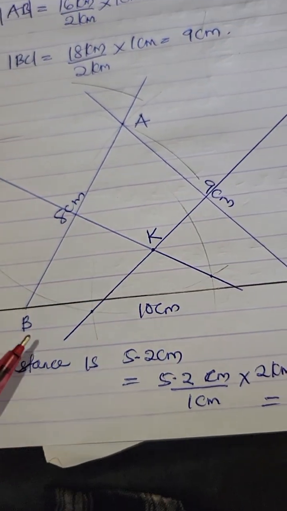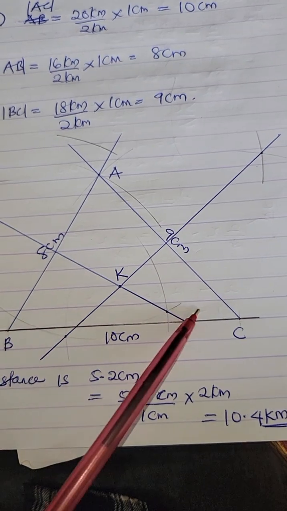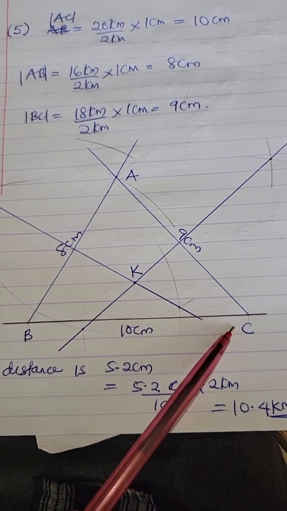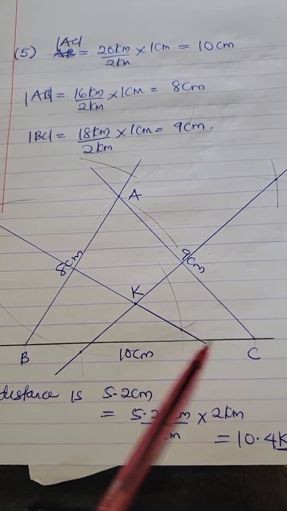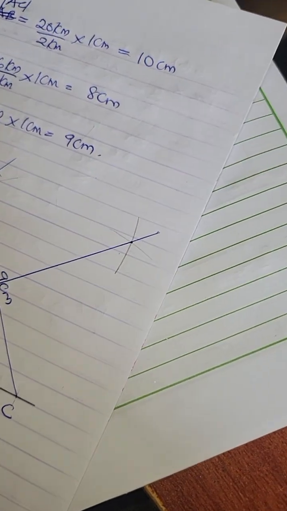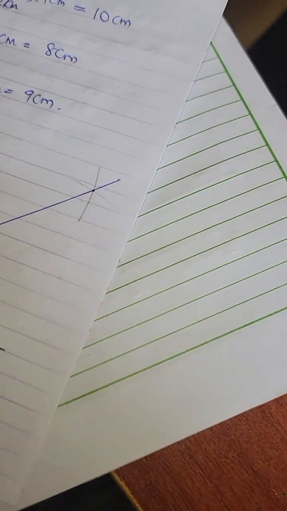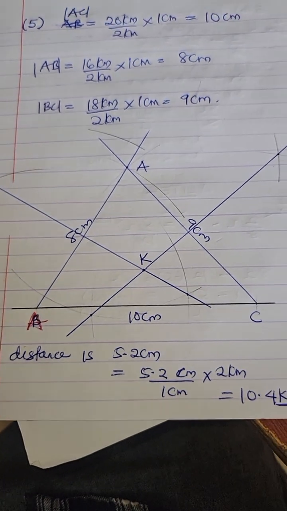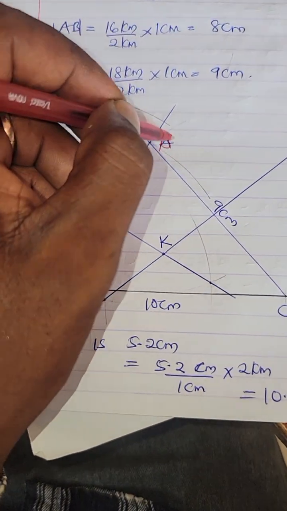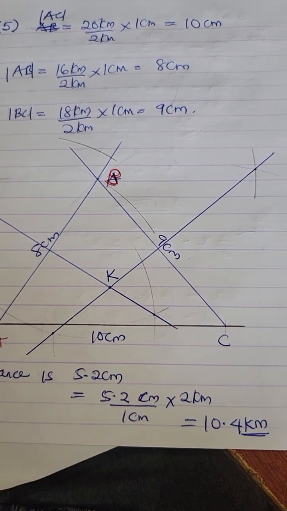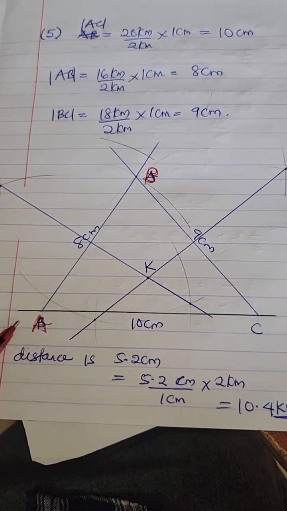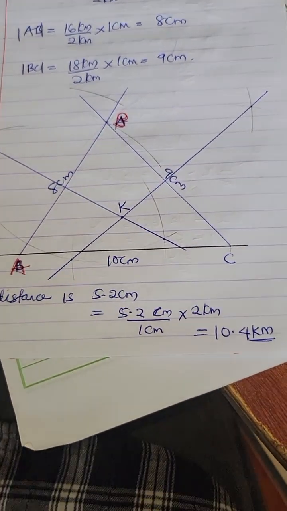So I draw my baseline. I decide to use AC, which is 10 cm. And then this is my B. BC is 9, and AB is 8, like we have here.